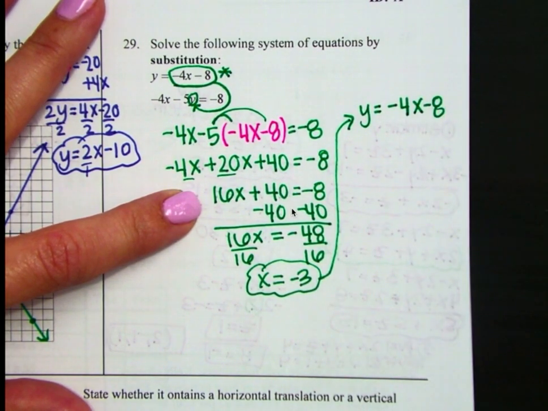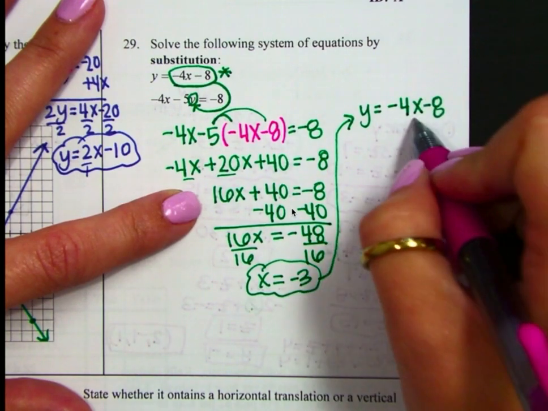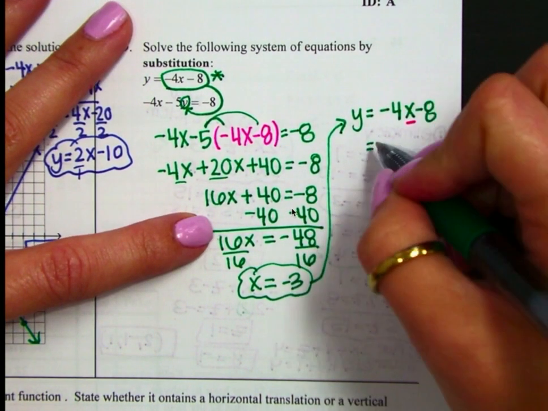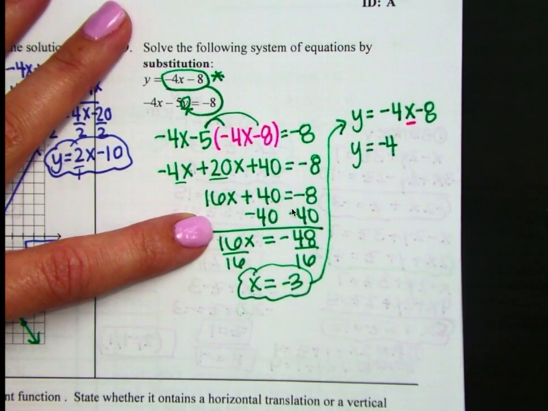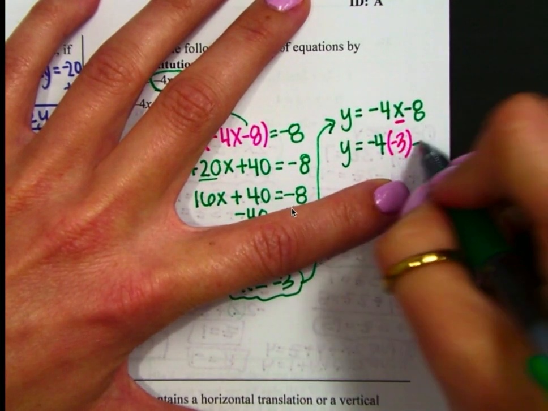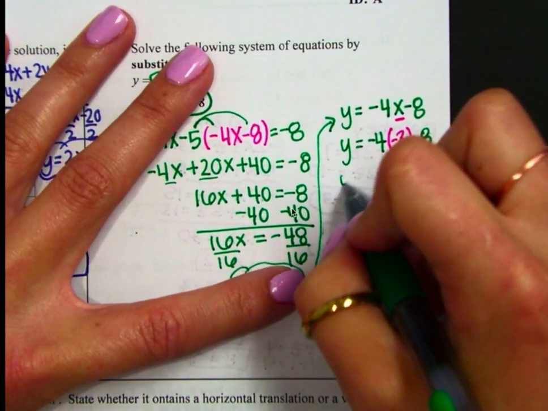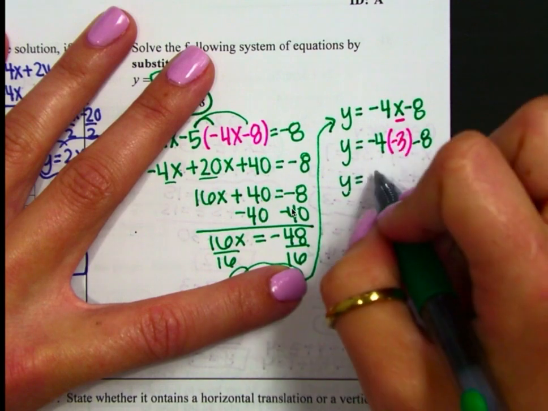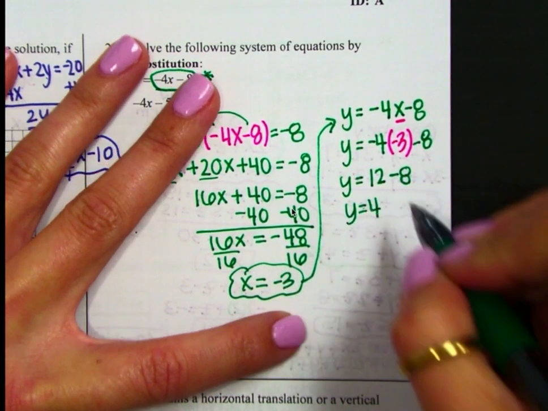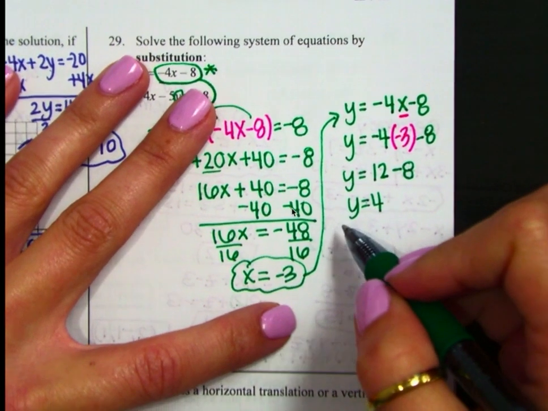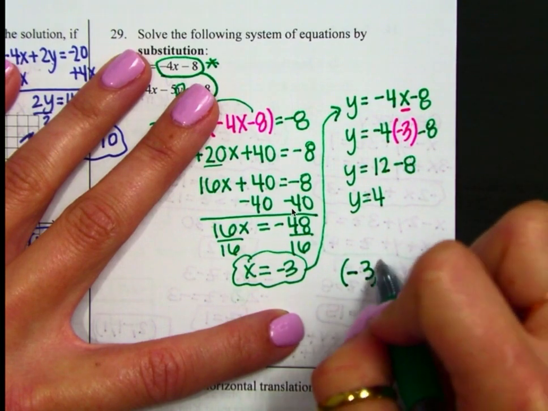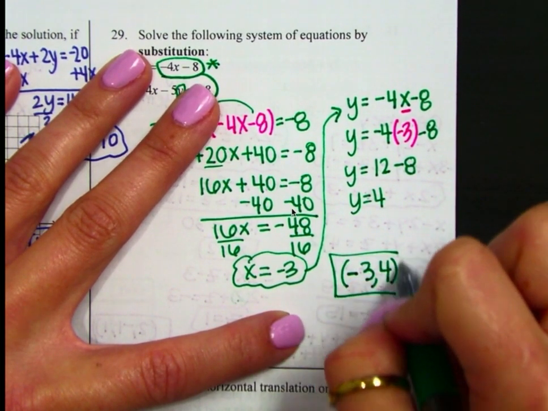So here's my first equation. I know x is equal to negative 3, so I'm going to replace that x right there with negative 3. And then I'll be able to simplify and get y. So negative 4 times negative 3 is positive 12. And then 12 minus 8 is 4. So I have my answer. We always write it as an ordered pair, x, comma, y. So negative 3, comma, 4.